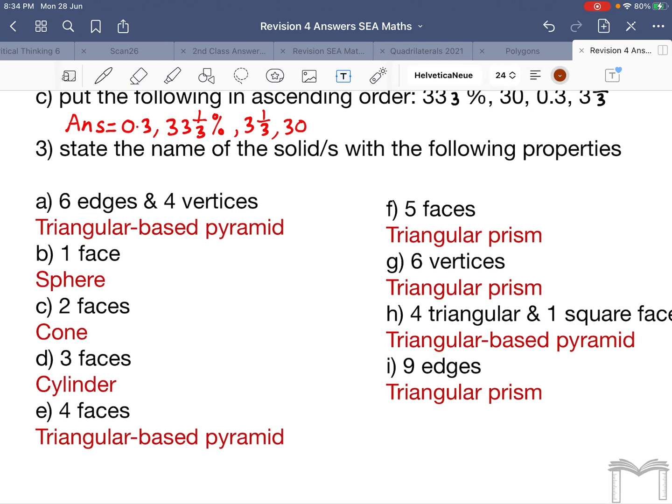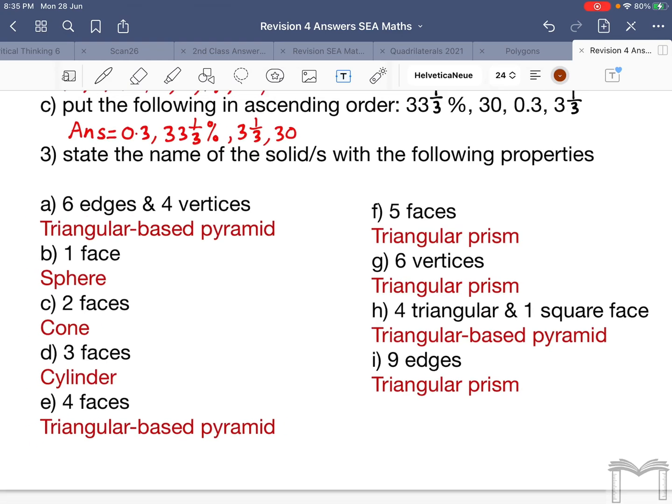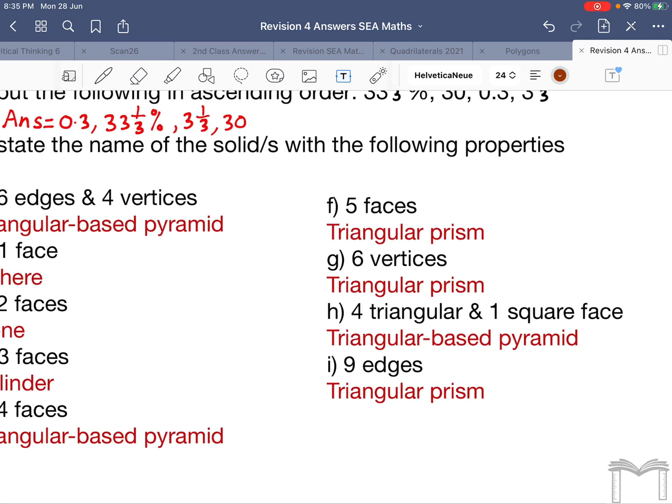4 faces, a triangular based pyramid. 5 faces, a triangular prism. 6 vertices, a triangular prism. 4 triangular and 1 square face, a triangular based pyramid, and 9 edges, a triangular prism.